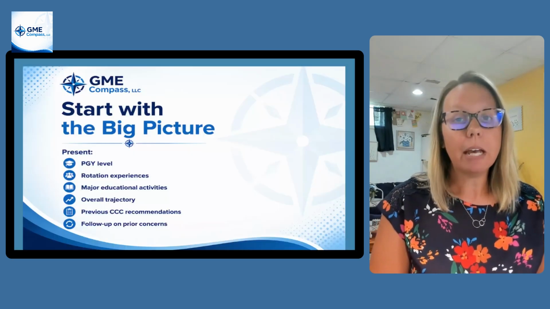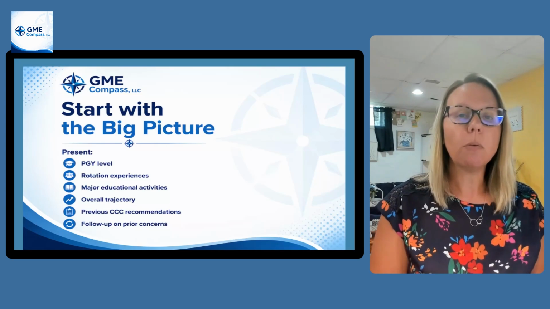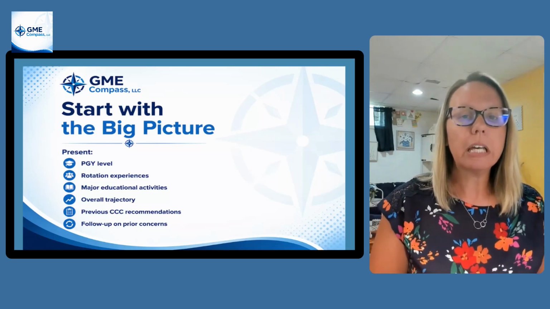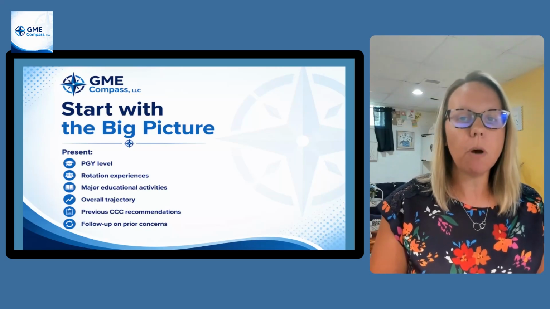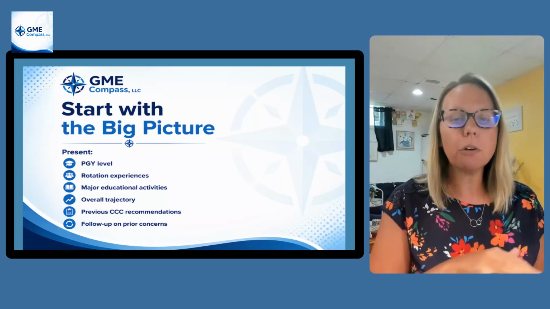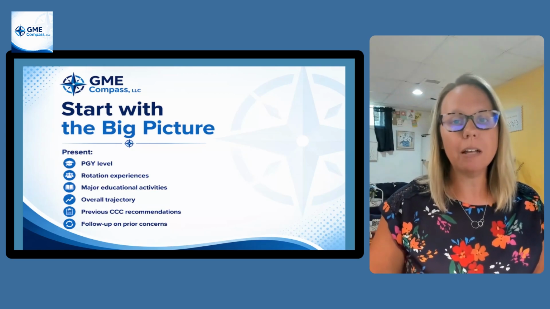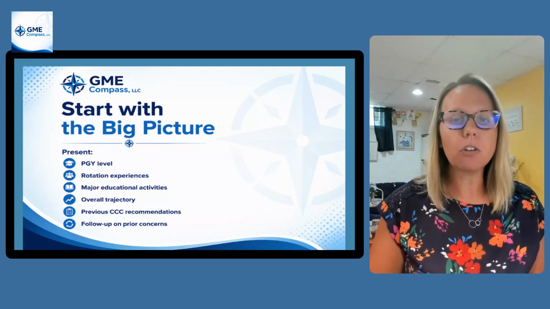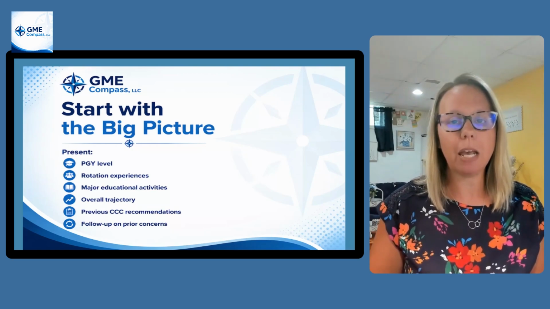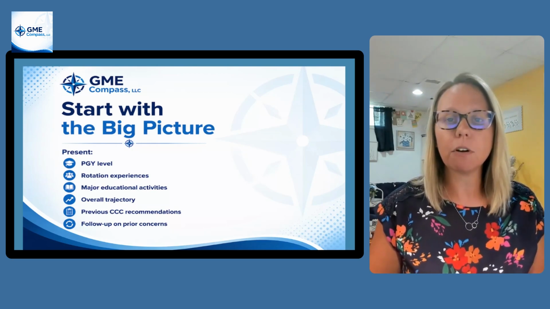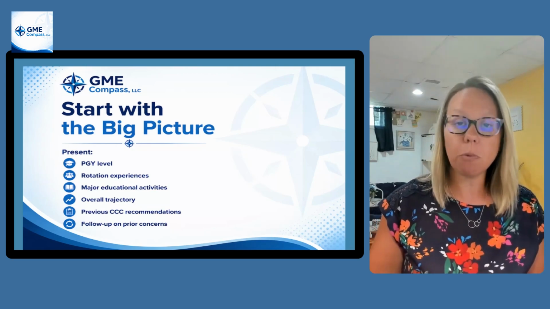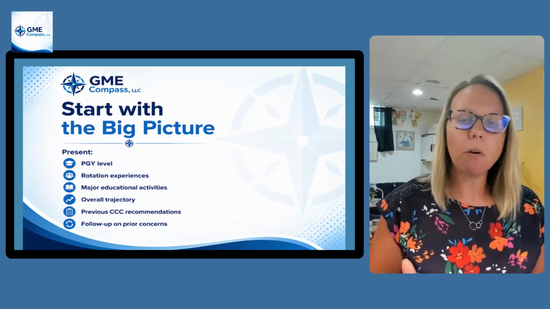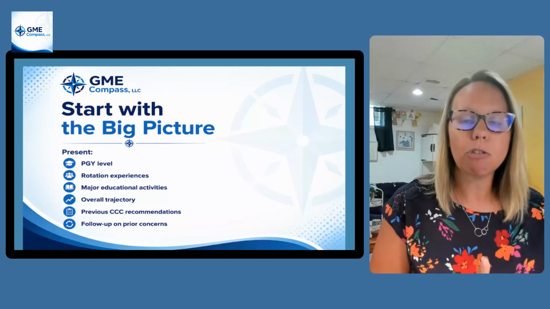An effective way to begin is by providing context. Start with the trainee's PGY level, key rotation experiences, major educational activities, overall trajectory, previous CCC recommendation, and follow-up on prior concerns. This immediately grounds the committee in where the learner is within their training. For example, a concern about independent decision-making may be entirely expected in a first-year trainee, but much more concerning in a senior resident approaching graduation. Context matters. Without context, assessment data can be extremely misleading.